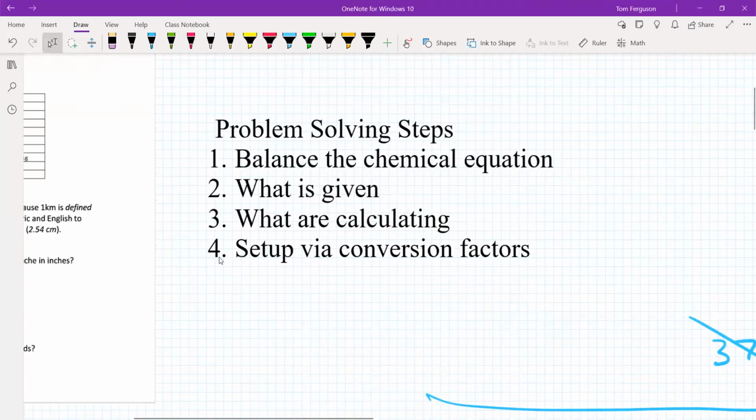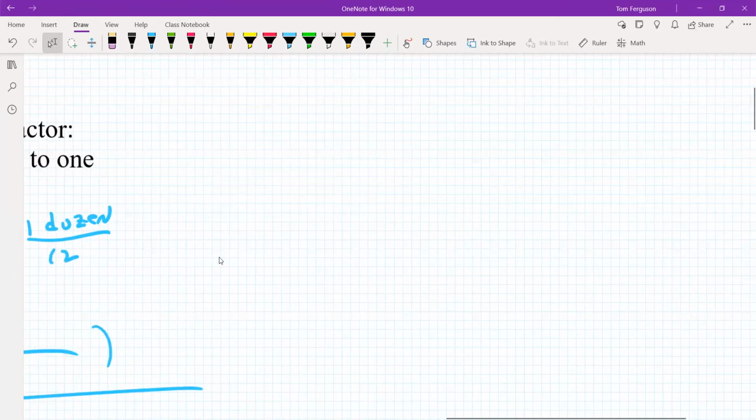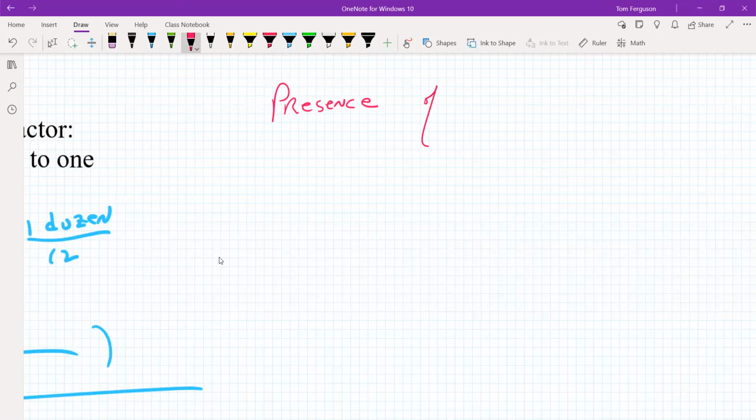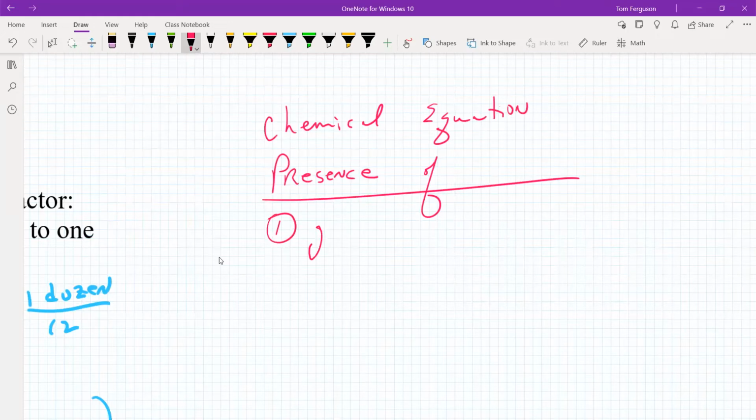Okay, so balance the chemical equation. Well, how in the heck do you know if a chemical equation is going on? Is a gas produced? If it's a liquid solution, how do you know a gas is produced? You'll see bubbles. You see bubbles, definitely a chemical reaction.